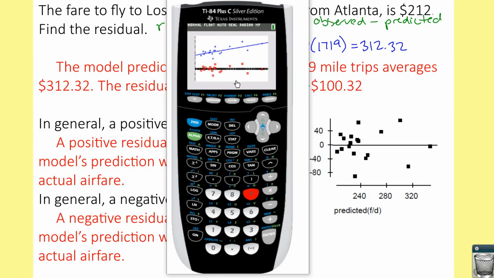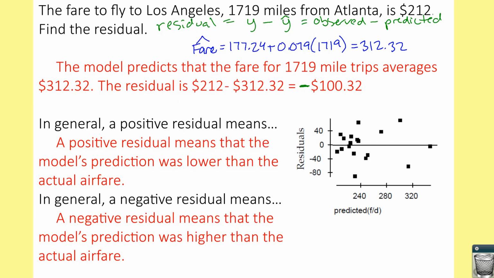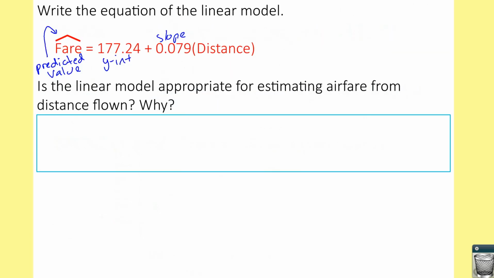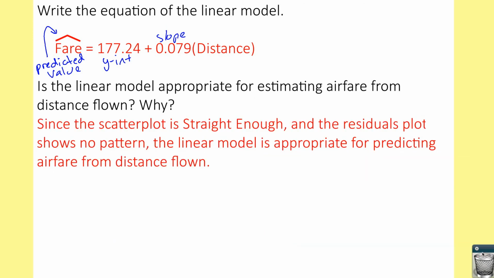So our residuals are kind of scattered. There's no pattern to them. I have low ones here, high there. They're kind of all over the place. So being that's true, that means a linear regression is a good model. All right, so that's when you can decide whether or not your data is good. So here, since the scatter plot is straight enough, the scatter plot looks linear, and the residuals plot shows no pattern, we can predict the airfare from distance flown.